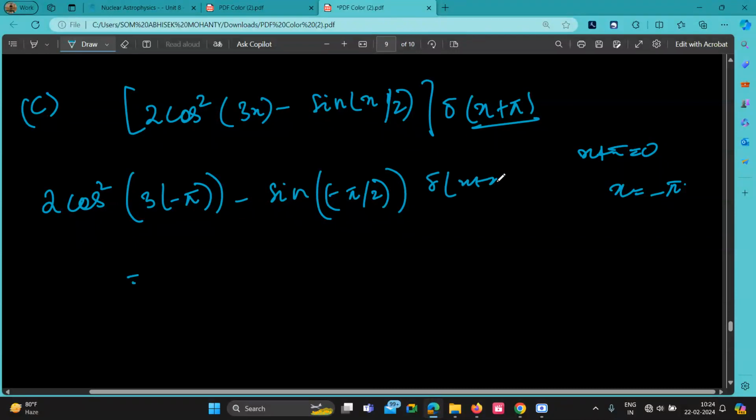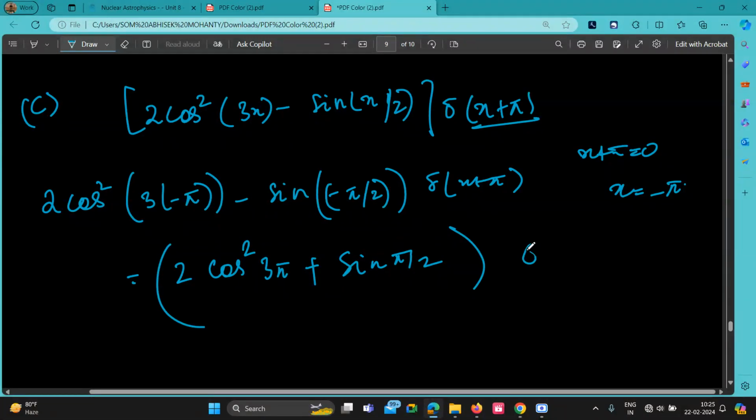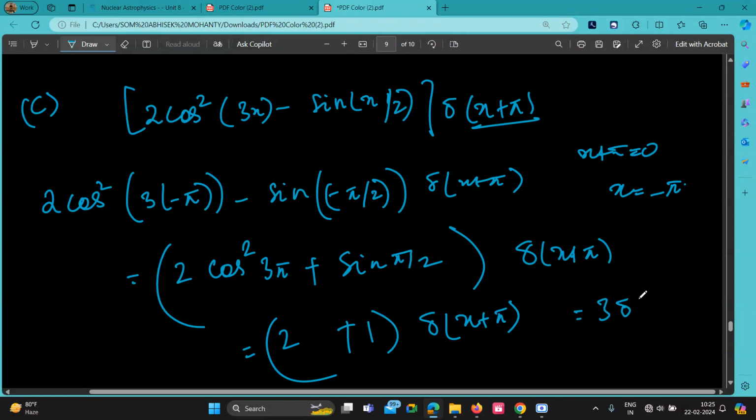Delta x plus pi. So 2 cos square, 3 minus pi is what? Cos square means cos square 3 pi. Cos square 3 pi minus sine, okay, plus sine pi by 2, and whole into delta x plus pi. Cos pi is minus 1, cos 3 pi is also minus 1. So minus 1 square is 1. So 2 plus 1, whole into delta x plus pi. The answer is 3 delta x plus pi. Is it clear?